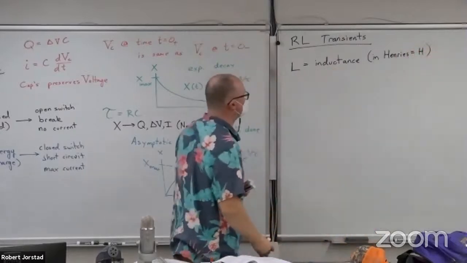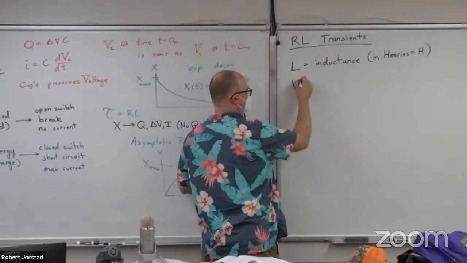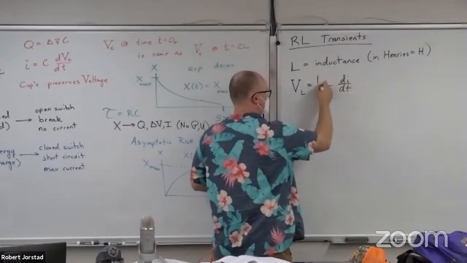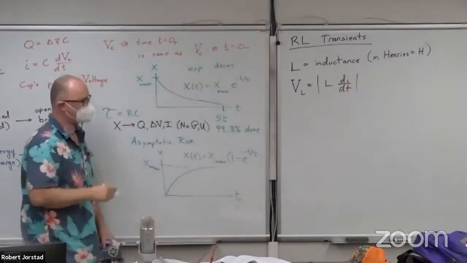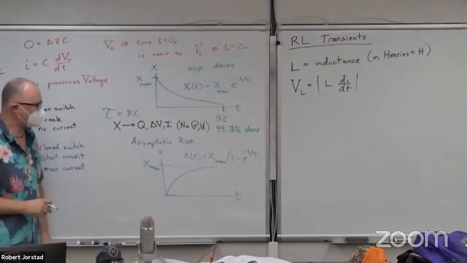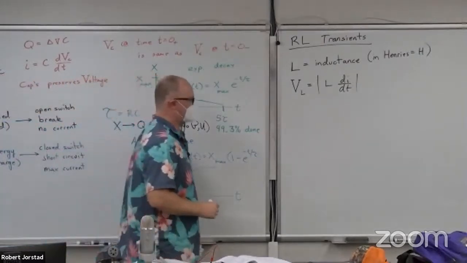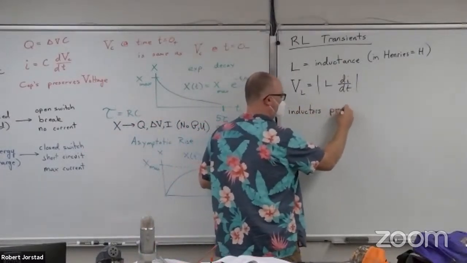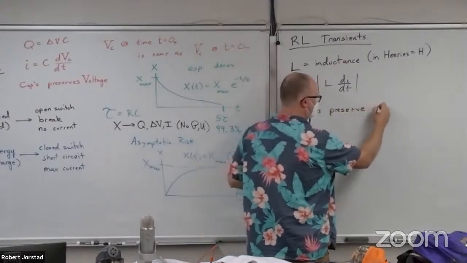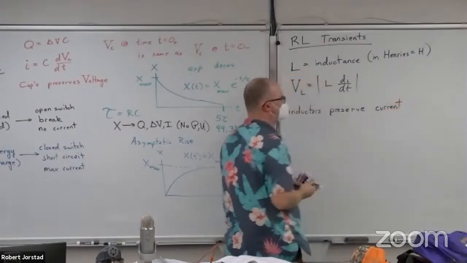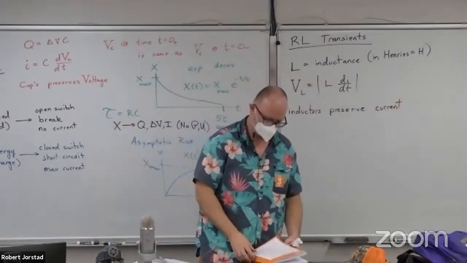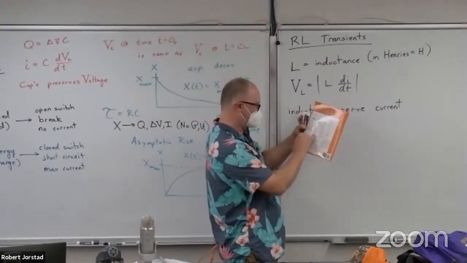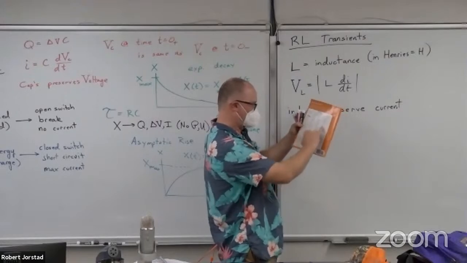Units of henries. We know that the voltage on an inductor is L di/dt. Tell me what inductors preserve. Whatever's in that derivative is in there. Take a look on your equation sheet. You see these equations somewhere? Look for them. Here's one. There it is. See these two right there?